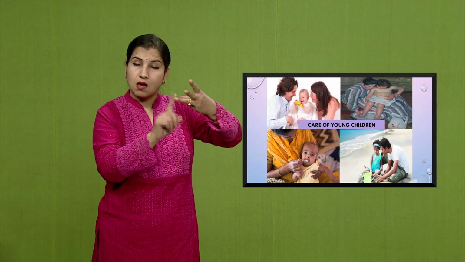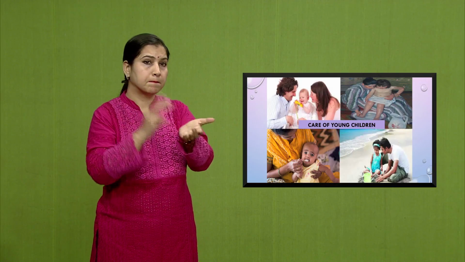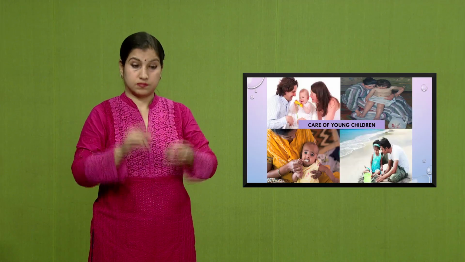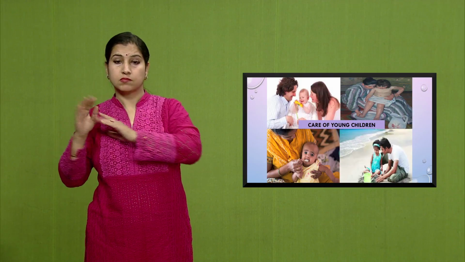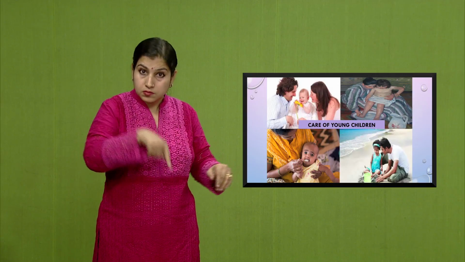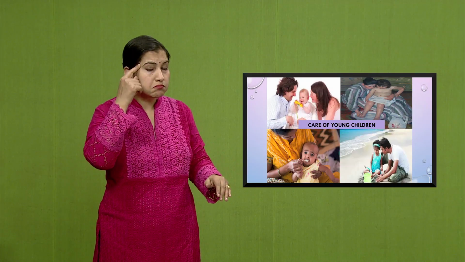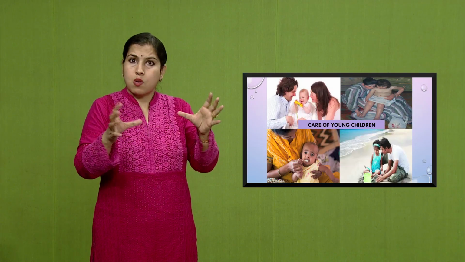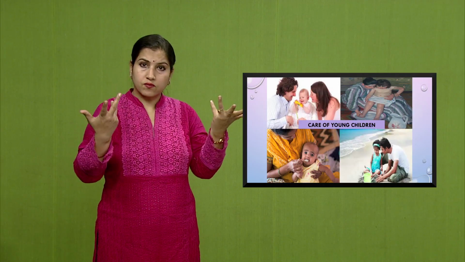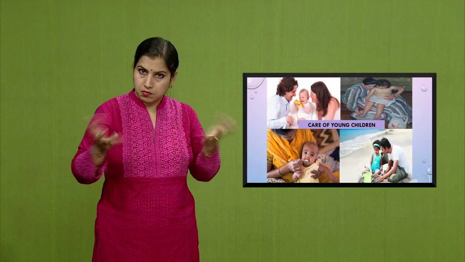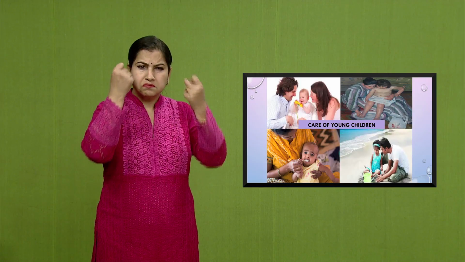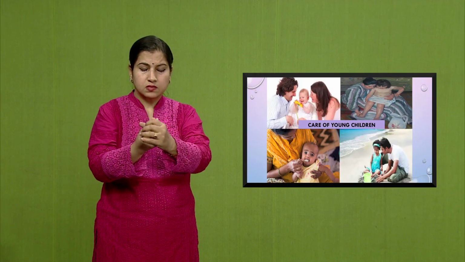Third is the permissive disciplining style. Parents are totally uninvolved with their children. As a result of this, the children develop no self control and lack social skills. They are unable to get along with others.